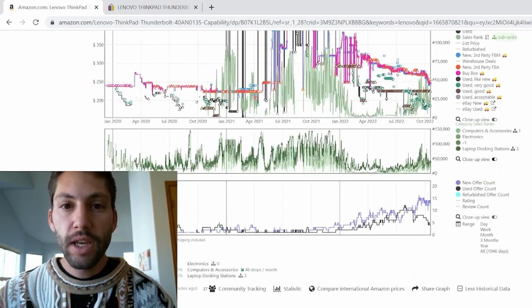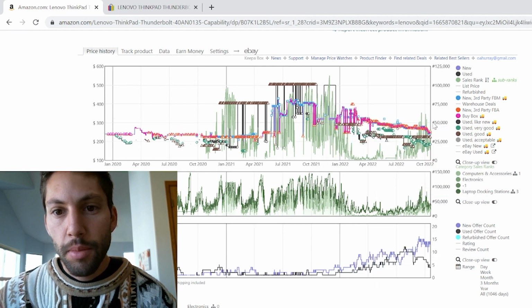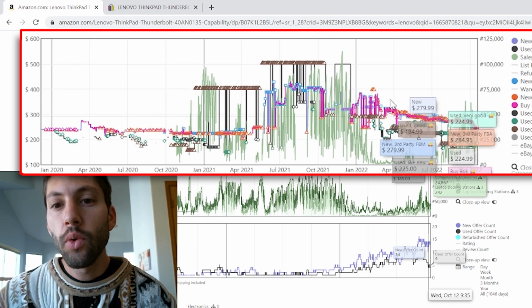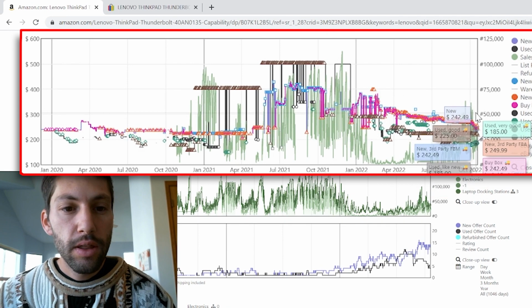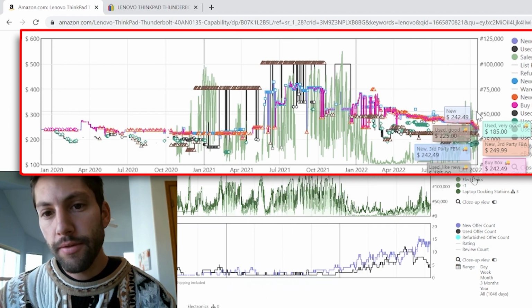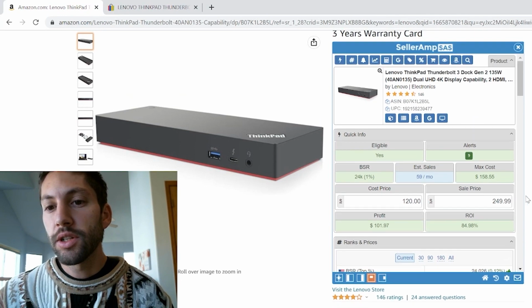And then looking at the Keepa chart, we see that the price in the past has been higher, but that the price right now is somewhere between $240 and $250. In the past, it's also gone down to the 220s, but for right now, we're going to try to sell it for somewhere in the ballpark of $240 to $250.